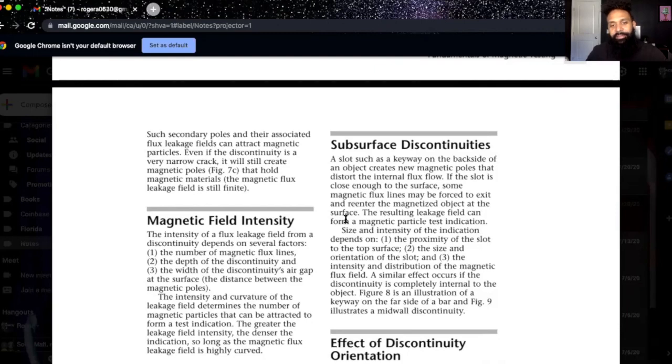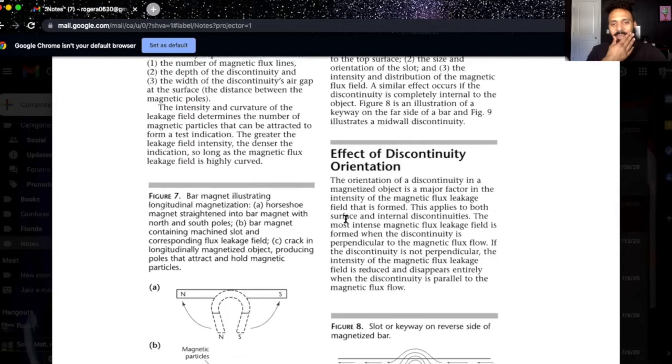Size and intensity of the indication depends on 1. The proximity of the slot to the top surface, 2. The size and orientation of the slot, and 3. The intensity and the distribution of the magnetic flux field. A similar effect occurs if the discontinuity is completely internal to an object. Figure 8 is an illustration of a keyway on the far side of a bar, and Figure 9 illustrates a mid-wall discontinuity.